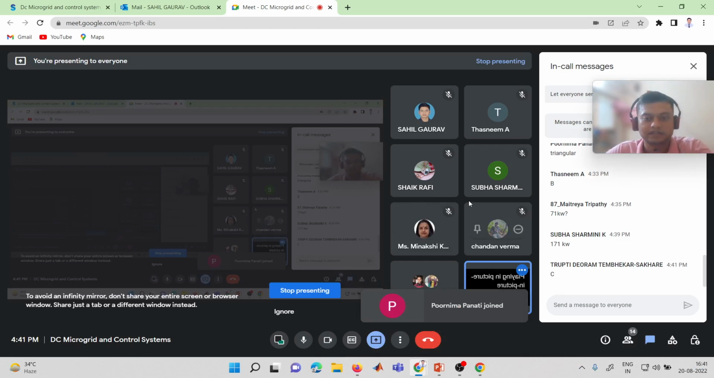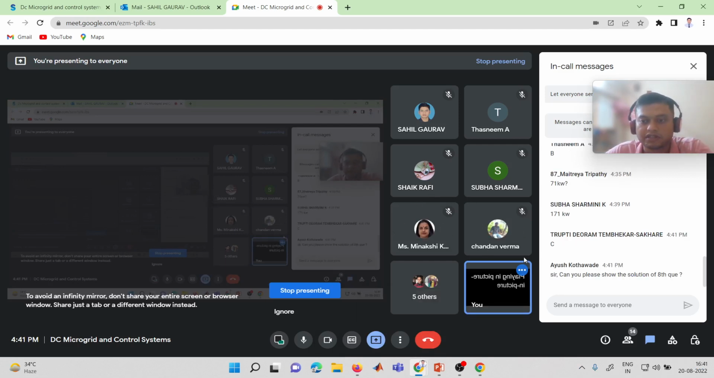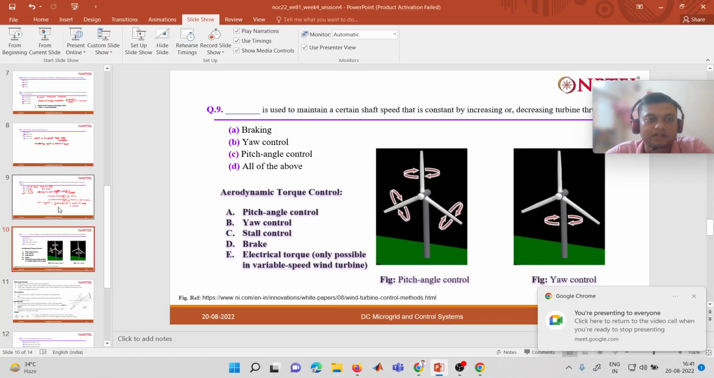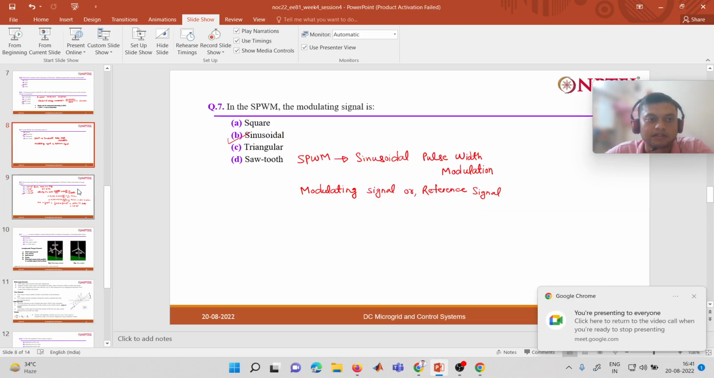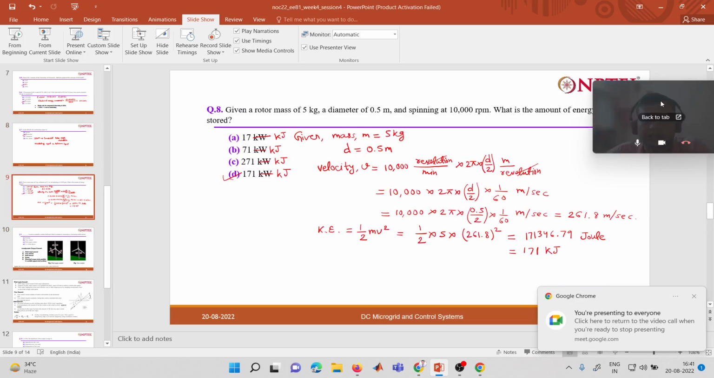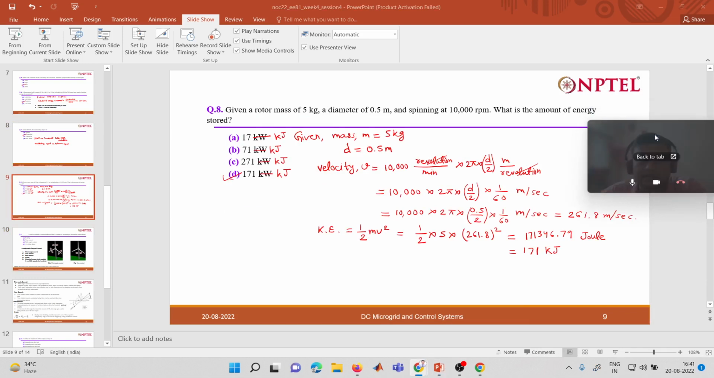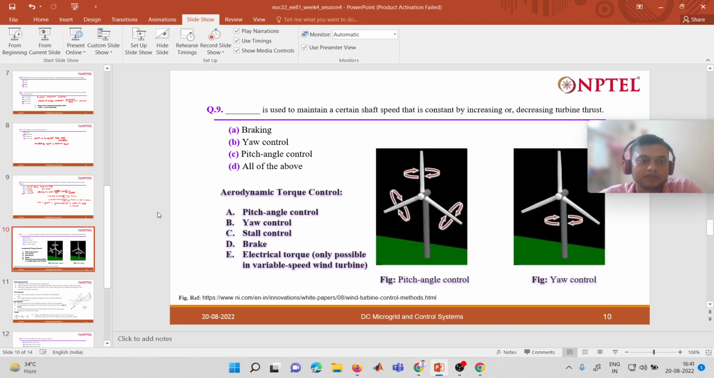So Trupti has responded for this question. Can you please show the solution of the 8th question, Ayush? So here, the 8th question. Here it is. If you have any doubt, then you can ask from this question. So let us see this 9th question.